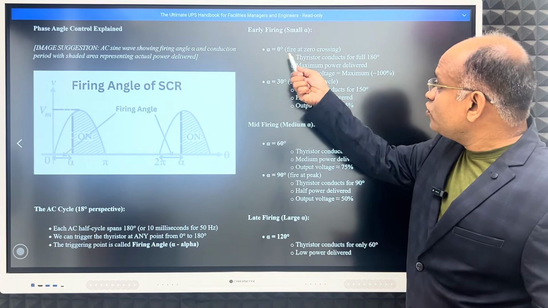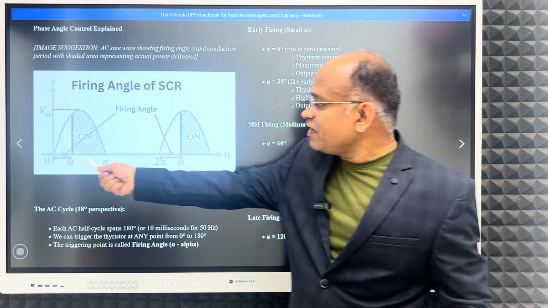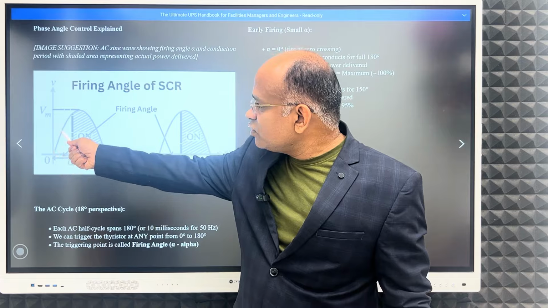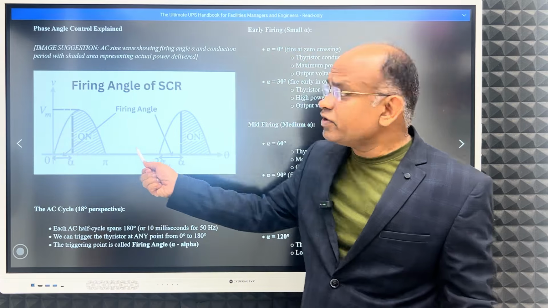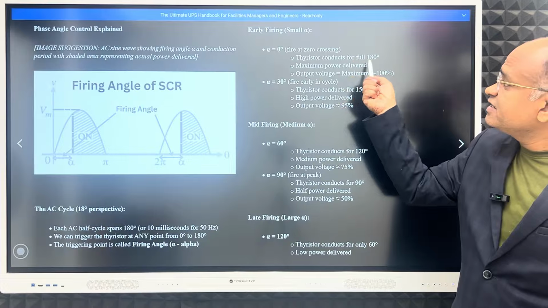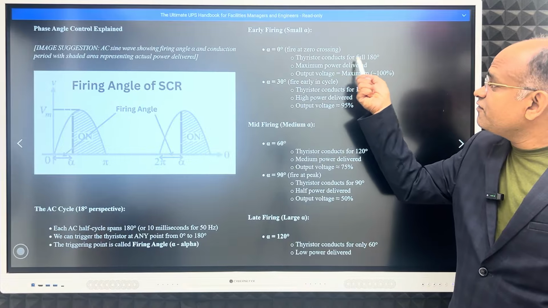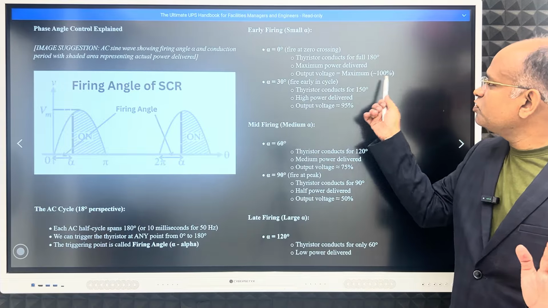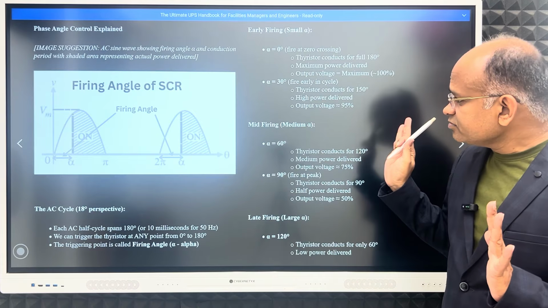If you fire it at 0, it will conduct the full cycle from 0 to 90 to 180. So fire at 0, full 180. The thyristor will conduct for the full 180. Maximum power will be delivered. Output will be maximum, 100%.